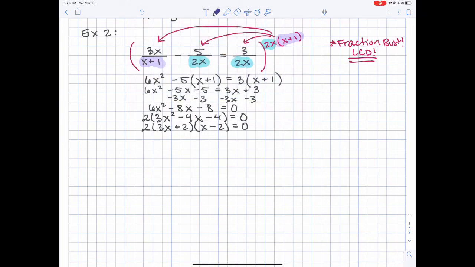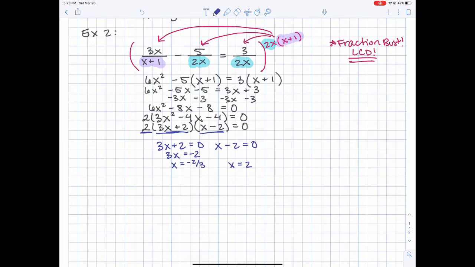All right, so when I'm solving this, I'm going to actually switch colors here, because when I solve this, I know that 2 definitely can't equal 0, but I can set my 3x plus 2 and my x minus 2 equal to 0. So 3x plus 2 equals 0, and x minus 2 equals 0. Solve from here, meaning that x is equal to negative 2 over 3, and x is equal to 2.